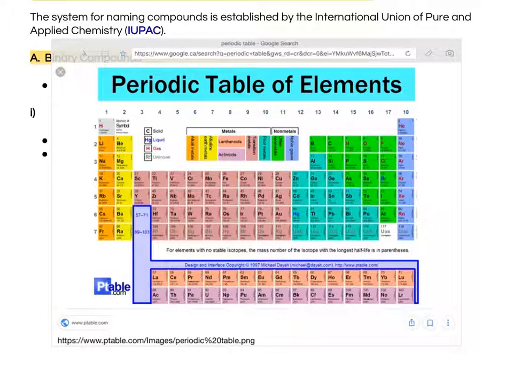All of the elements in this first row here, when they form ions, will form ions with a positive 1 charge. All of the elements that are in this second column over here will all form ions with a positive 2 charge. If I jump to the other side of the periodic table, all the elements in this column right here will all form ions with a positive 3 charge.